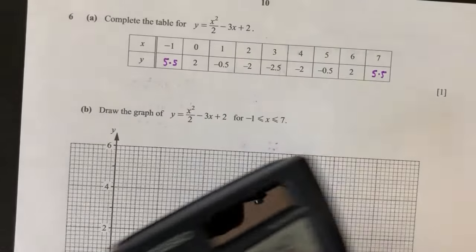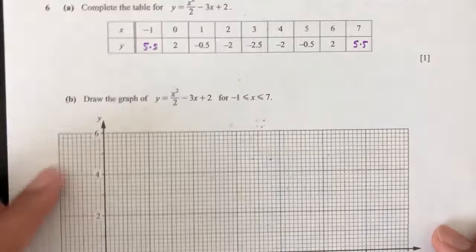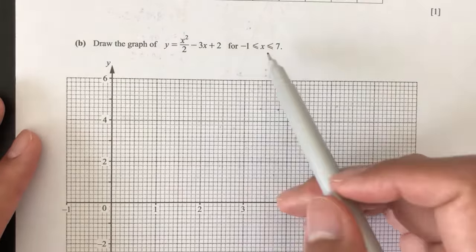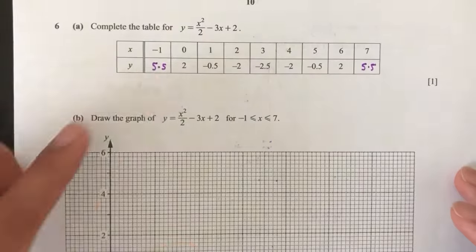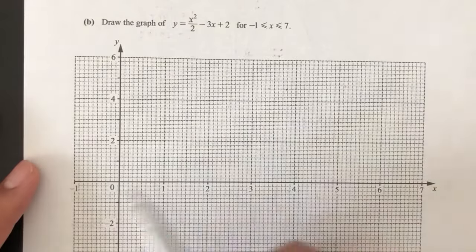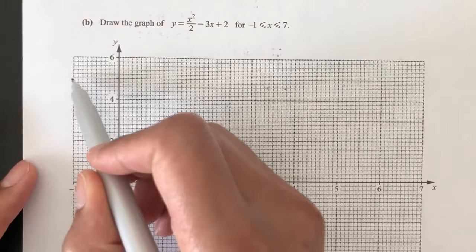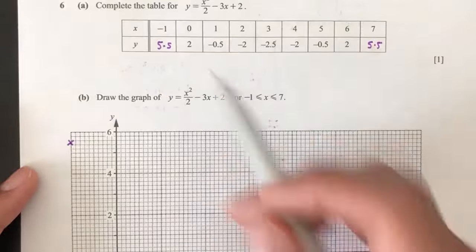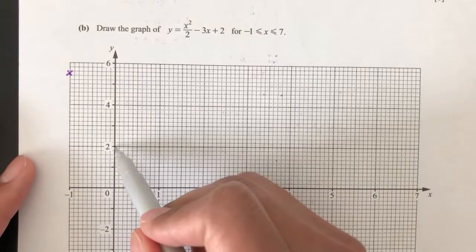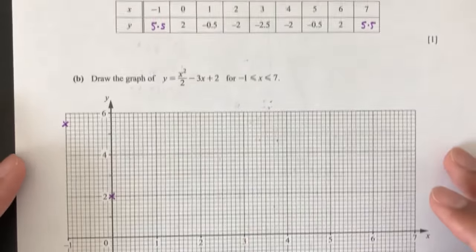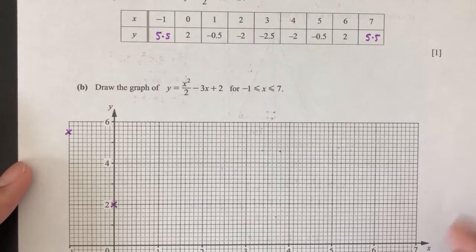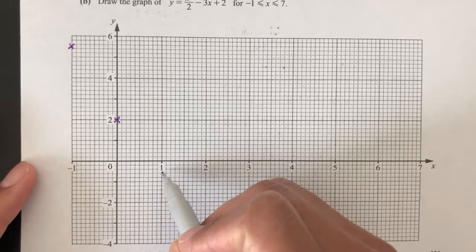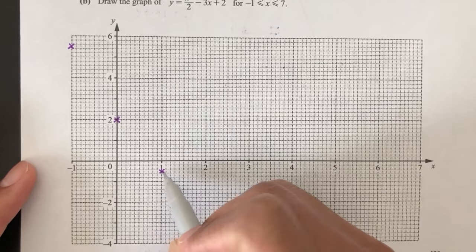Okay. So now let's try to plot the graph for these coordinates. We have x and y, and this is the graph from minus 1 to 7. So the first point is minus 1, 5.5. So minus 1 is here, 5 is here, 0.5 will be in between. That's the first point. We have 0, 2. 0, 2 will be on this side, and we have 1, minus 0.5. So 1, minus 0.5 will be on this point, right?